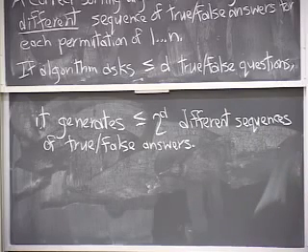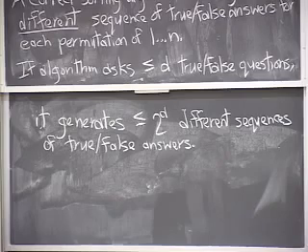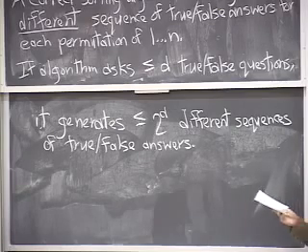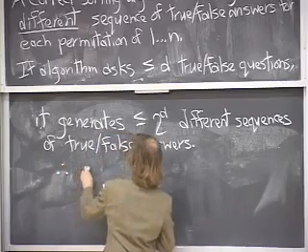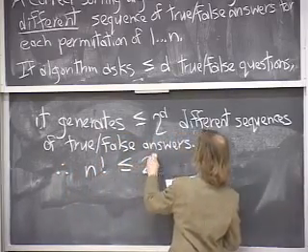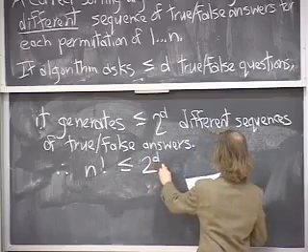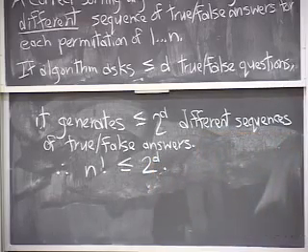Now, again, if it correctly sorts every permutation of 1 to n, then the number of sequences of true-false answers has to be at least as big as the number of different permutations. So n factorial has to be less than or equal to 2 to the d, or our comparison-based sorting algorithm doesn't work.